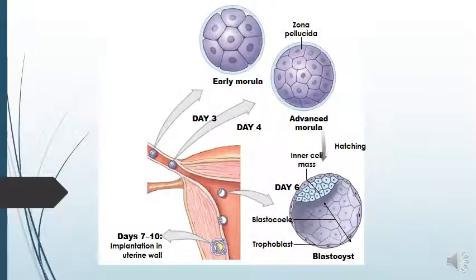This slide shows you the production of the morula. Here you see the early morula, the advanced morula by day 4, and by day 6 you have the blastocyst with the inner cell mass, the blastocele, and the trophoblast. And then by day 7 it is ready to begin implantation in the uterine wall.